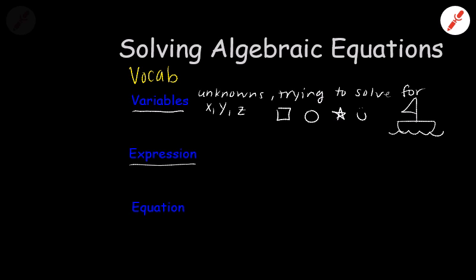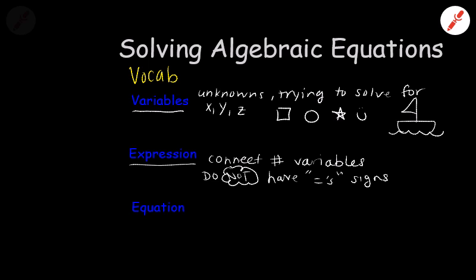All right, next term I would like to talk about is expressions. Now, expressions connect numbers and variables. These also do not have equals signs in them. So a couple examples of expressions would be 2 plus 1, we could have 3x, we could have 2,063 plus x. Those are all examples of expressions.